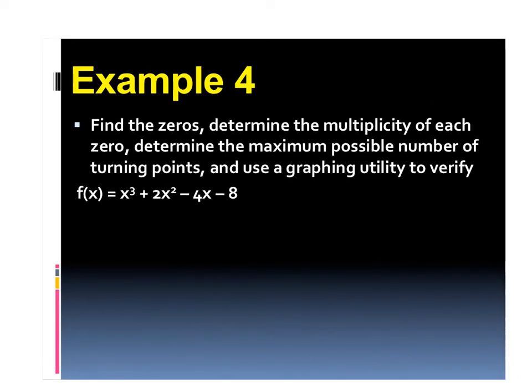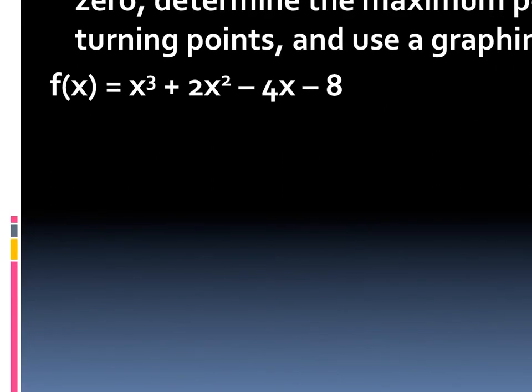All right, so this is going to put it all together. Find the zeros, determine the multiplicity, determine the maximum possible number of turning points, and use a graphing utility to verify. This should look familiar. We've already factored it, right? This is from the first example. What did it look like in factored form, or what were my zeros?